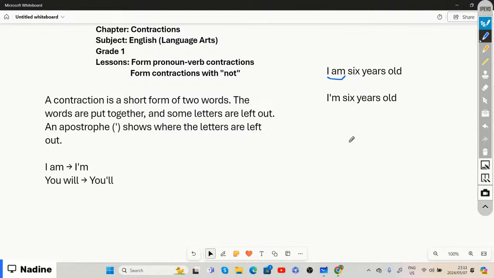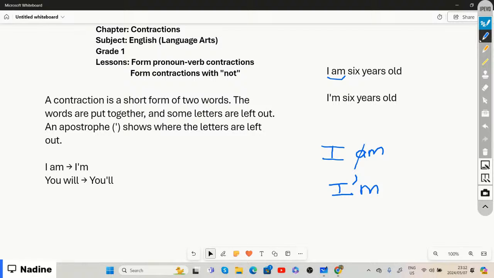So we then left out the A, and in place of the A, we put an apostrophe. Some people would say it's a little comma, but it's a comma on top, right? It's a comma on top, and that is called an apostrophe. So we would then say I'm 6 years old instead of saying I am 6 years old.